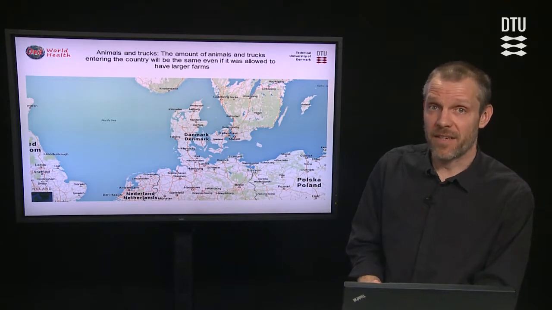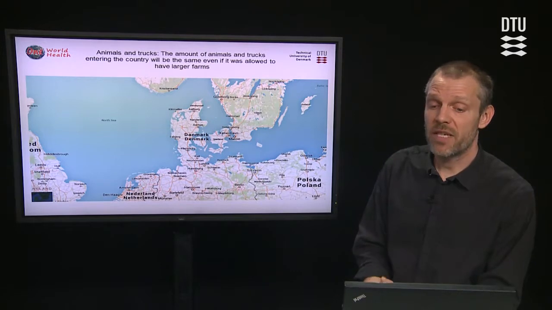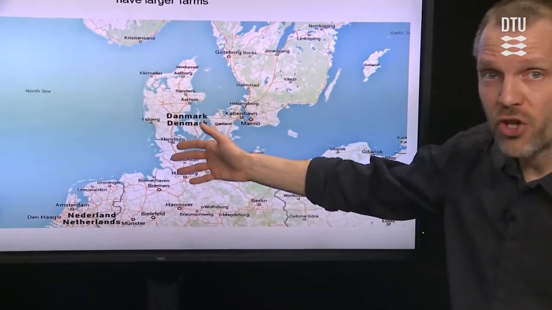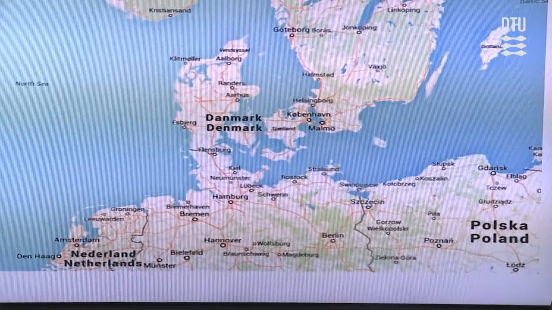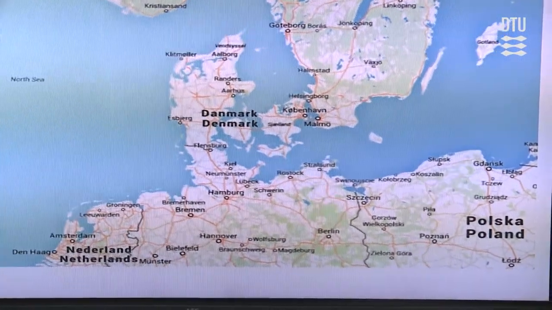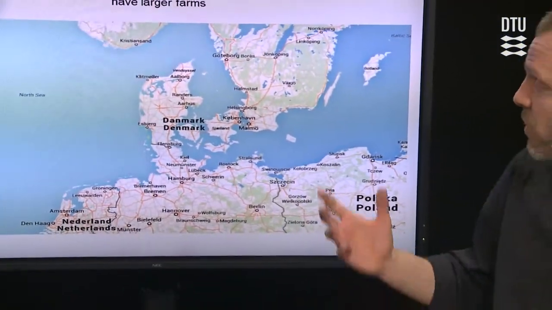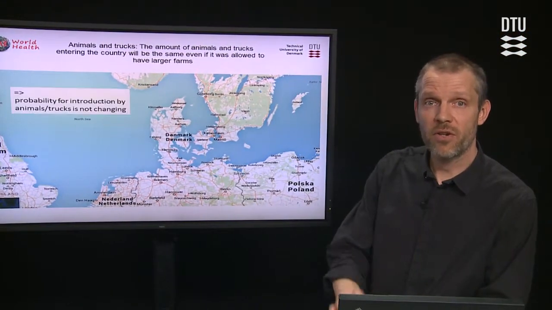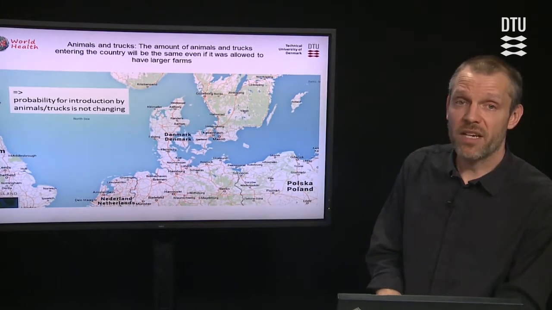If we look at the next assumption, the amount of animals and trucks entering the country will be the same even if we allow larger farms. The entrance of animals and trucks is at the border here to Germany. And of course, when you're moving around animals, there is always a probability that you also move around some pathogens, some virus, some bacteria. But if we assume that the transport is the same across the border, again, we conclude that the probability for introduction by animals or trucks is not changing.